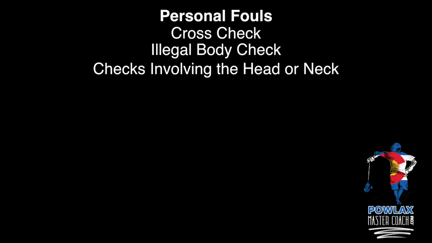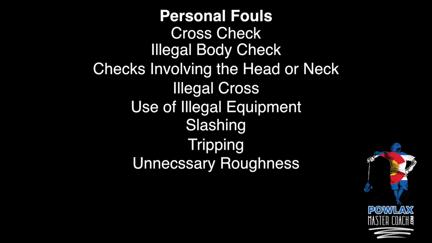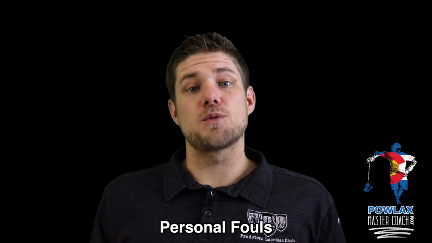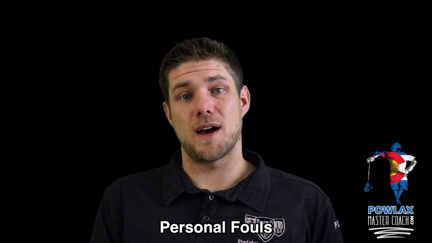Personal fouls include cross-check, illegal body check, checks involving the head or neck, illegal cross, use of illegal equipment, slashing, tripping, unnecessary roughness, unsportsmanlike conduct, fouling out, and ejection. Each one of these personal fouls is explained in a video following the technical foul video.